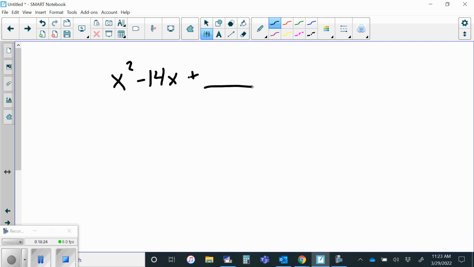What would you need to add? And then what would be in my bubble over here? I would need to add 49. And x minus 7 is what would be in the bubble over there. Are you following me, yes or no? This is called completing the square.